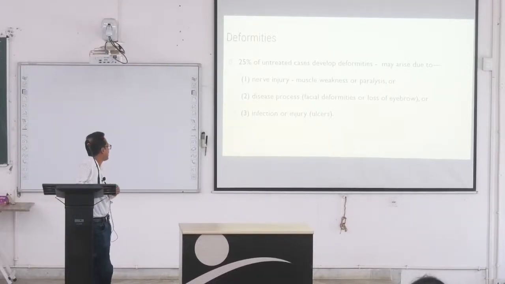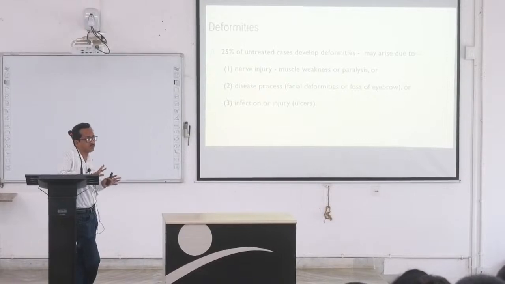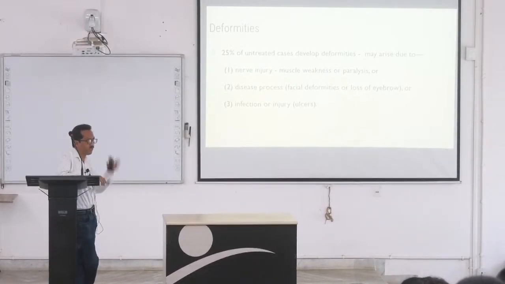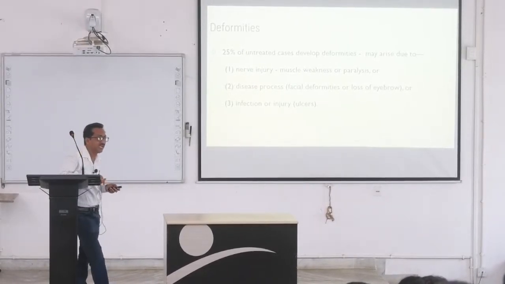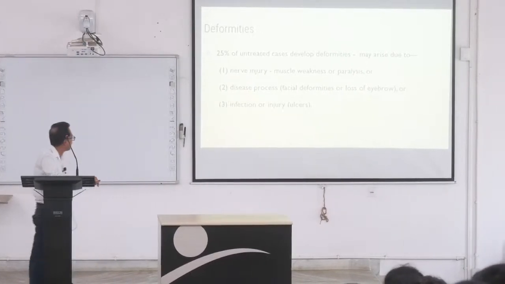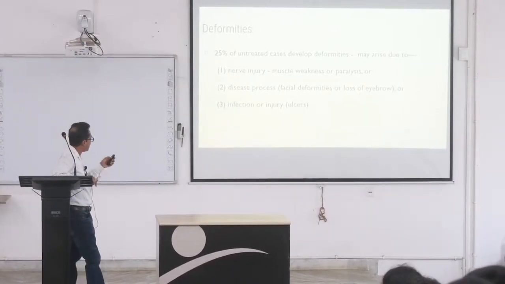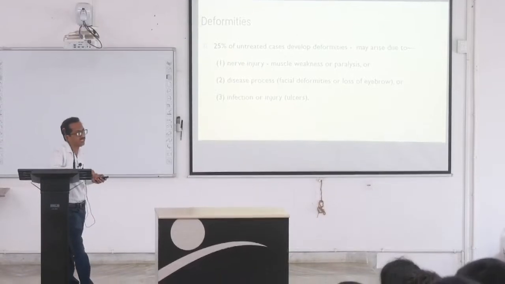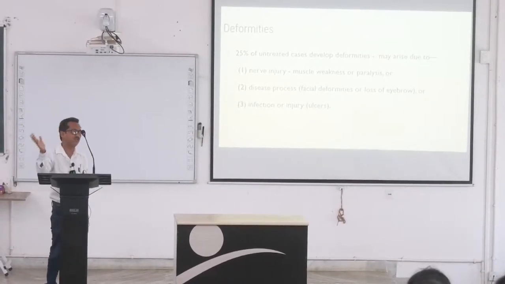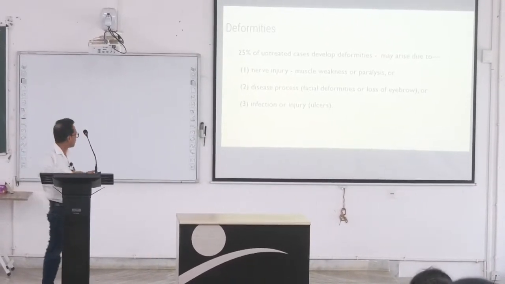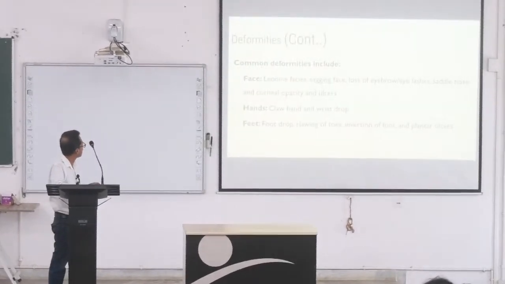So muscle weakness and paralysis, disease process, there may be facial deformity or loss of eyebrows and also saddle nose deformity. Saddle nose deformity occurs because the nasal bone is destroyed by leprosy. So the bridge of the nose is depressed and that is saddle nose deformity. That is another type of deformity. There may be infection or injury leading to ulcers. Why is there more chance of injury that leads to ulcers? So these are the causes of deformity.